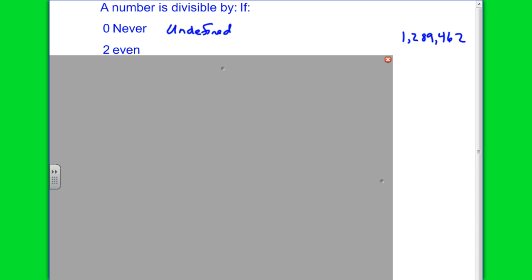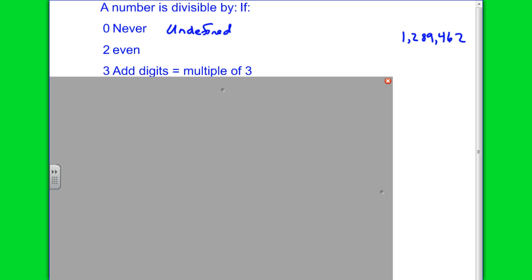What is 1 plus 2? 3. Plus 8? 11. Plus 9? 20. Plus 4? 24. Plus 6? 30. Plus 2? 32. And is 32 divisible by 3? No. Evenly, no. So that number is not divisible by 3. All we have to do is change one number on there and make sure that those digits add to 30, right? Like if we change that 2 on the end to a 0, would that number now be divisible by 3? Yes. It would add up to 30, so yes. So all you have to do is add the digits, and if that sum is divisible by 3, or is a multiple of 3, the whole number is a multiple of 3.